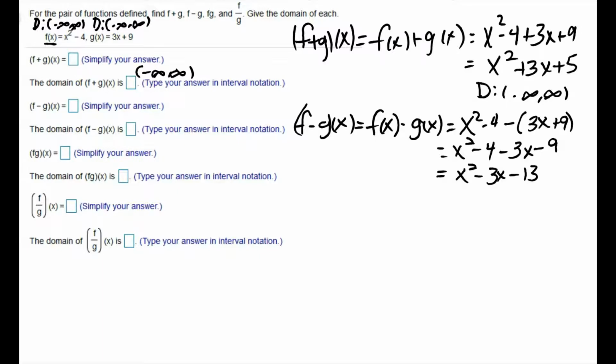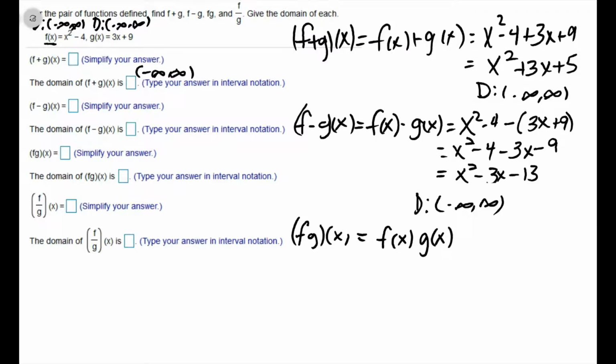And then we want to find the domain of f minus g. So just like the previous example, when you take two polynomial functions and you subtract them, you're going to create a new polynomial function. So the domain of that function will be negative infinity to infinity as well. The next part is f times g of x. Well, f times g of x is the same thing as f of x times g of x.